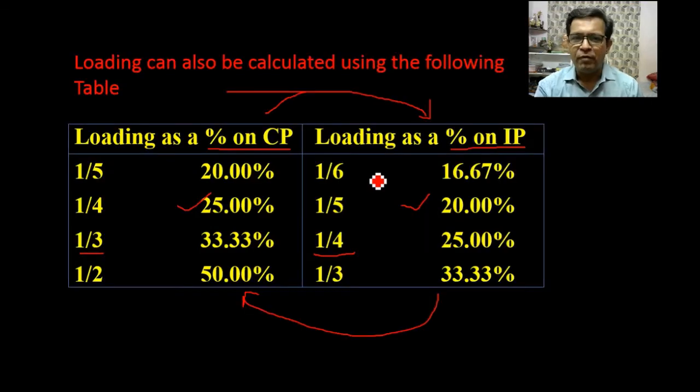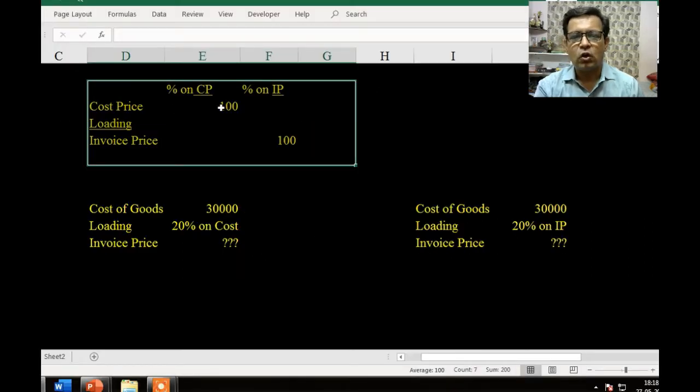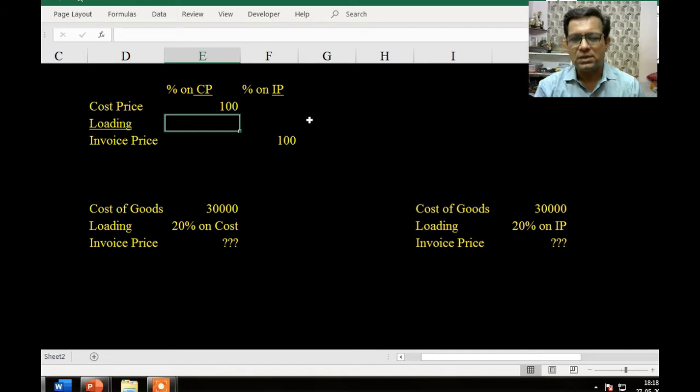Let's take an example from the earlier slide. Let's say it is 25% on cost. So I have taken cost as 100. To this, I add 25% of loading. So I get my invoice price as 125.